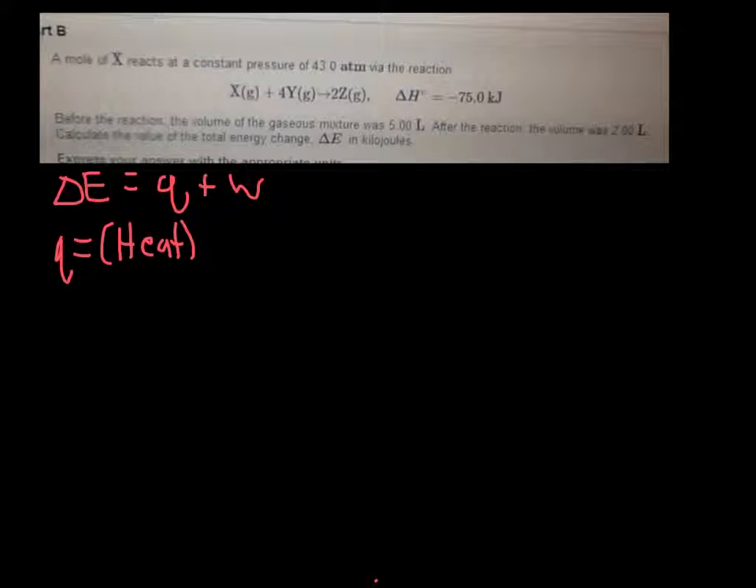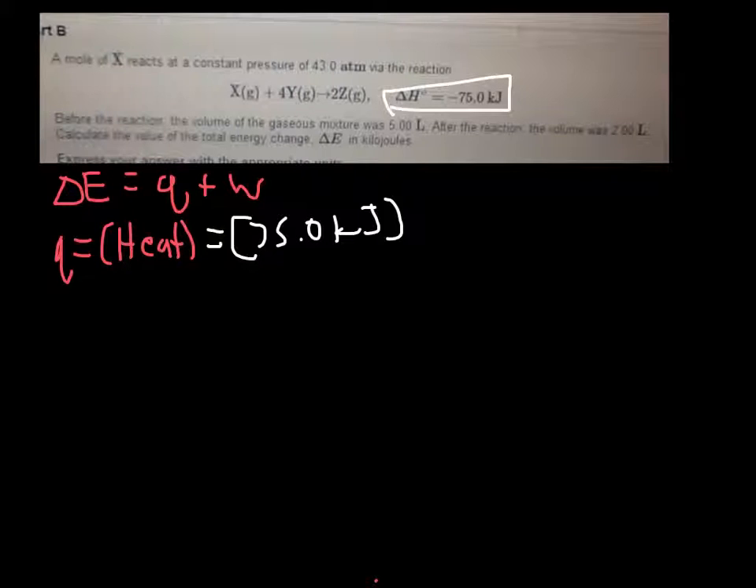Before you can approach this, you need to know a few things. I'm going to write them up right here. Delta E equals Q plus W. What does that mean? Q means heat, and if you look into the problem, it's actually given right here: delta H equals negative 75 kilojoules. So that value is just given. Let's write that out here, 75.0 kilojoules.